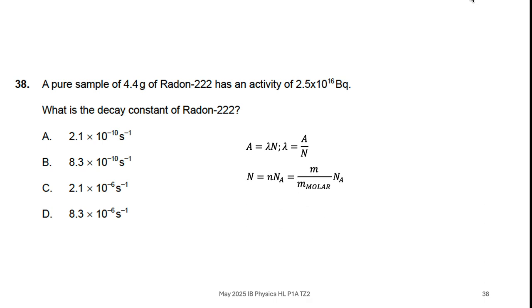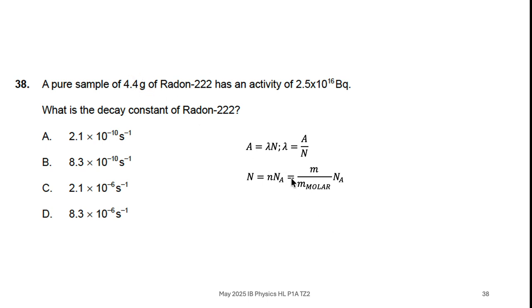Now, the difficult bit here is we don't know how many particles we have. We know the activity, but we don't know the number of particles. To get this, we're going to use our number of moles. We know that we have Avogadro's number, NA, that's the number of particles in each mole, but we also know the total mass, 4.4.